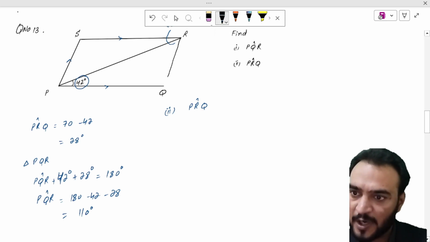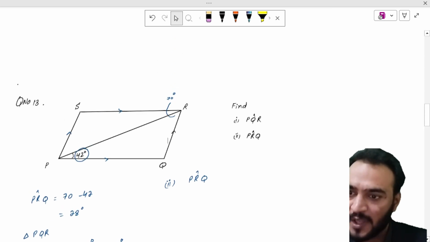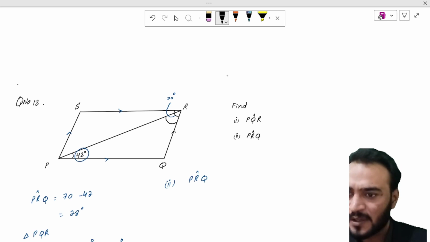So let us complete this parallelogram first. This is the parallelogram PQRS, where QR is parallel to PS, and this angle is equal to 70 degrees, this complete angle is of 70 degrees. We need to find this angle between the diagonal PR and the line QR. This angle is angle PRQ, which we have to find.